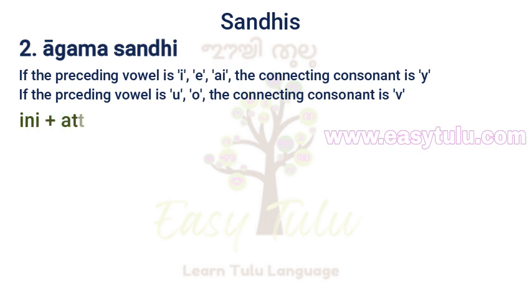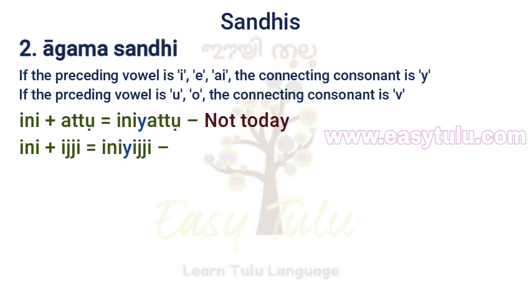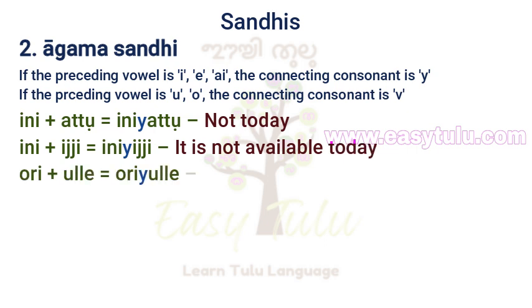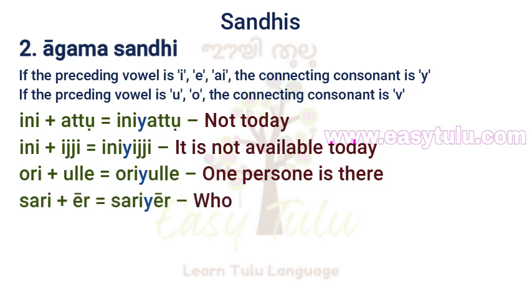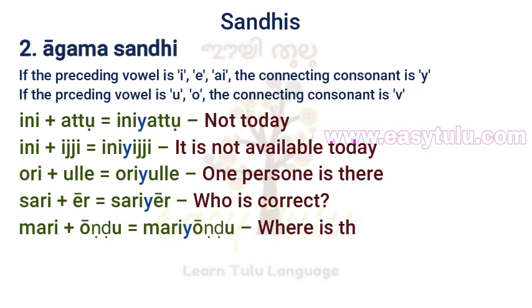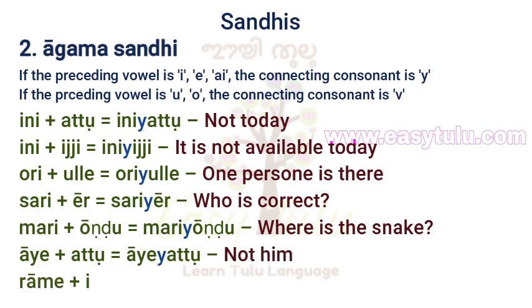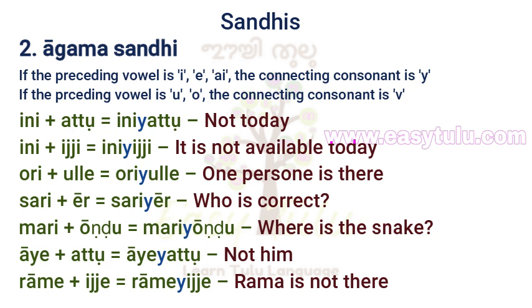Examples: Ini plus at, iniyat, not today, iniyat. Ini plus ijji, ini ijji, it's not available today, ini ijji. Ori plus ulle, ori ulle, one person is there. Sari plus er, sariyeru, who is correct? Sariyeru. Mari plus ondu, mariyondu, where is the snake? Mariyondu. Aye plus attu, ayattu, not him. Ayattu.